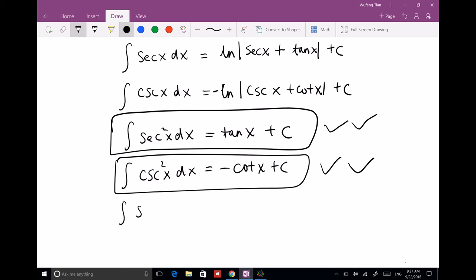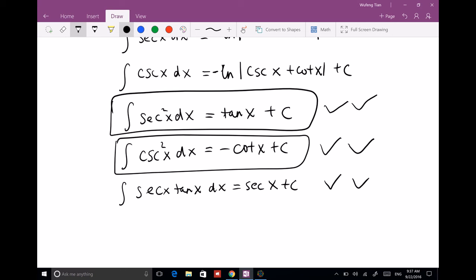Secant x tangent x dx equals secant x plus c. When we do the trigonometry antiderivatives, we're going to use these four formulas a lot, especially this one and this one. In the cosecant, they are very similar. Cosecant x cotangent x dx equals negative cosecant x plus c.